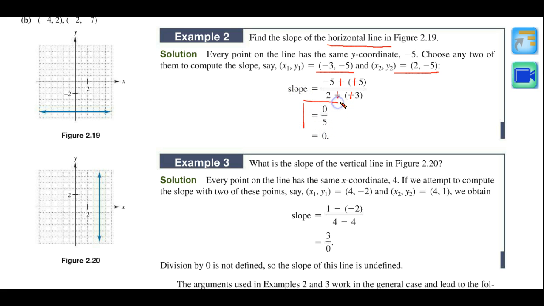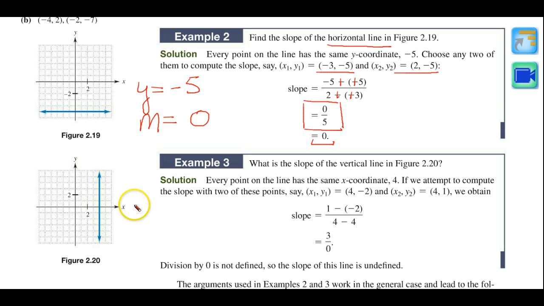Now, students often, when they get this from their substitution into the slope formula, will say this is the slope. But this is incomplete. 0 divided by any number other than 0 is 0. So we're saying that the slope of a horizontal line, and you might remember this equation is y equals negative 5. This is the formula of a horizontal line, and the slope of all horizontal lines is 0.